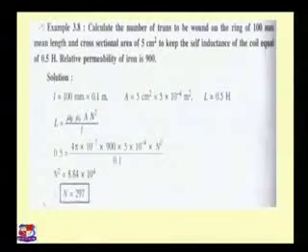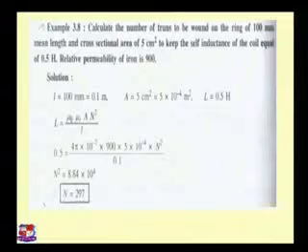Second example: calculate the number of turns to be wound on a ring of 100 mm mean length and cross-sectional area of 5 cm square to keep the self-inductance of the coil equal to 0.5 Henry. Relative permeability of iron is 900.